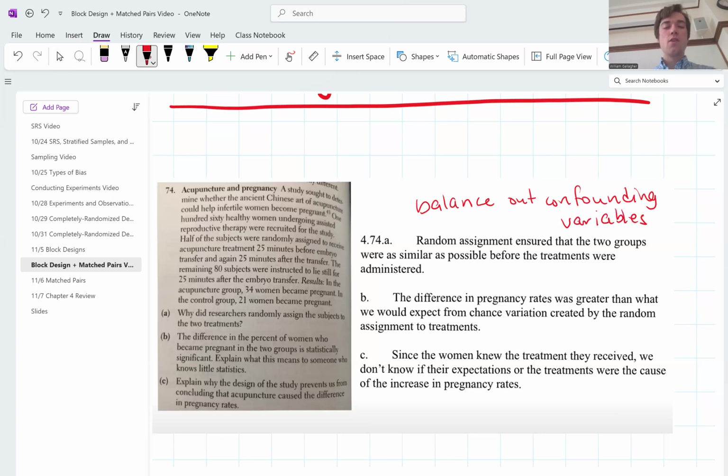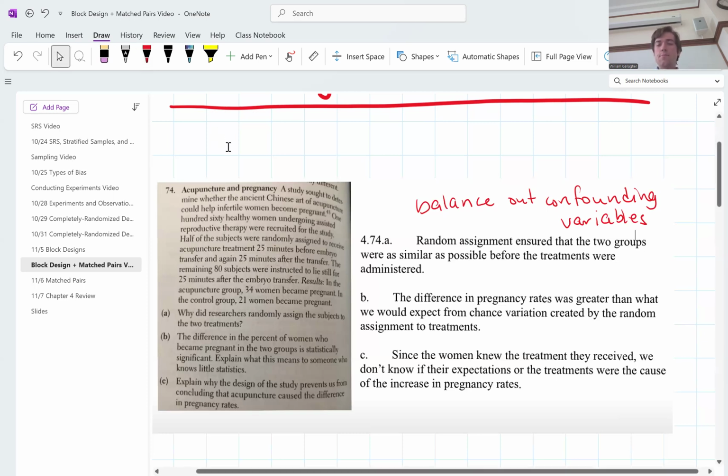For the second one, it turns out that the difference in the percent of women who become pregnant in the two groups is statistically significant. Explain what this means to someone who knows little statistics. So I defined this term, it looks like, when we did completely randomized design the second day. And there was a homework question on it that was due today.